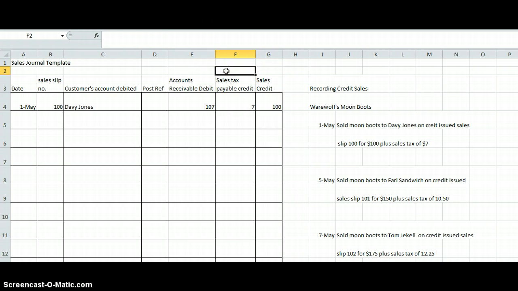So our debits equal credits. And that's the way we want to keep this all the time in the sales journal.